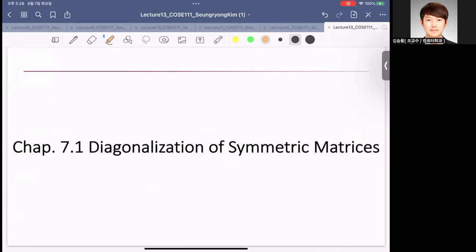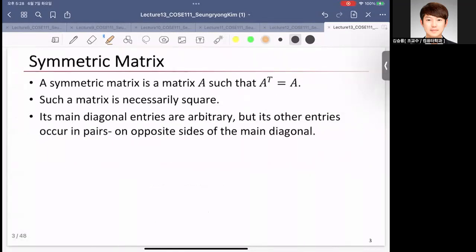So this is chapter 7.1, diagonalization of the symmetric matrix. So first of all, in chapter 5.3, we discussed how to diagonalize a matrix, but here, in chapter 7.1, we will talk about the specific diagonalization of the symmetric matrix. Okay, like this.